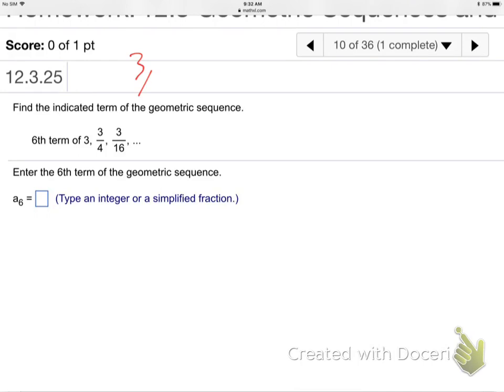So they go 3, and then 3/4. Actually, let me bring it down here. So the first term is 3, followed by 3/4, followed by 3/16, and on it goes like that. So, can you do this? Find the R first. Let's don't mess around. Let's just find the R.